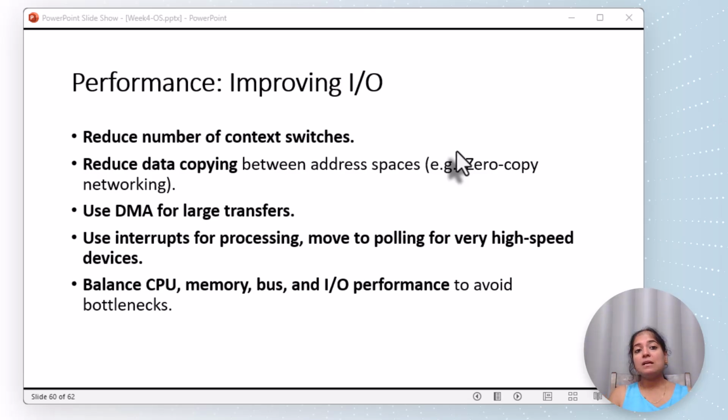So to improve the performance of input output operations, we can have multiple techniques like reduce the number of context switches, minimize data copying, that is, use zero copy, use DMA, that is direct memory access, for large data transfers, and use interrupts. Use interrupts except at very high speed where polling can be faster, and balance the CPU, memory, bus, and device performance to avoid bottlenecks.